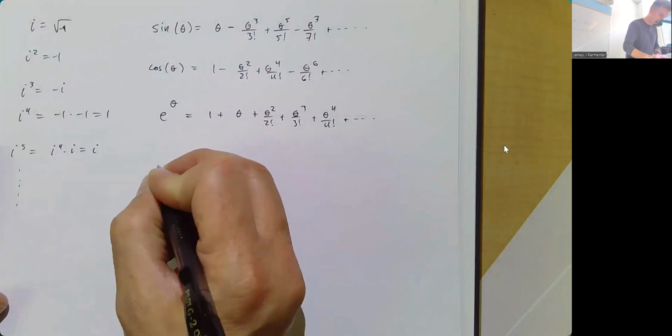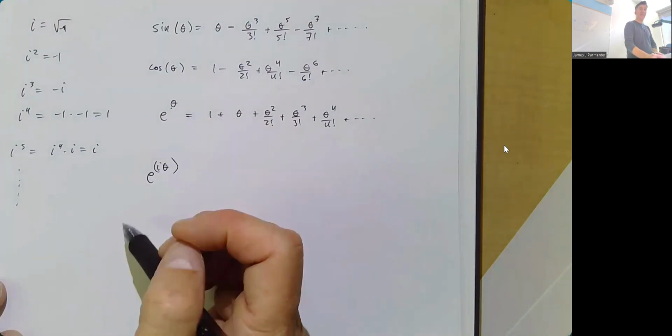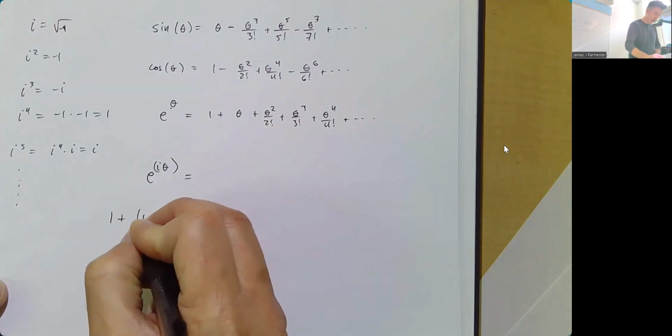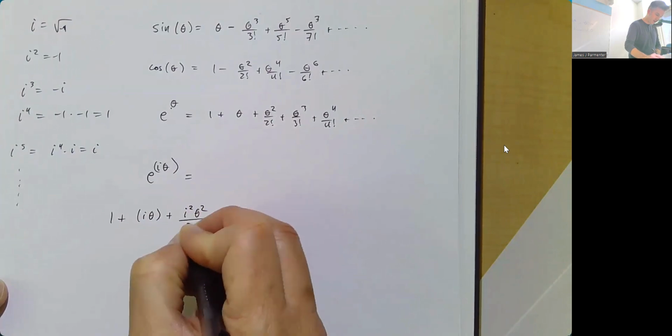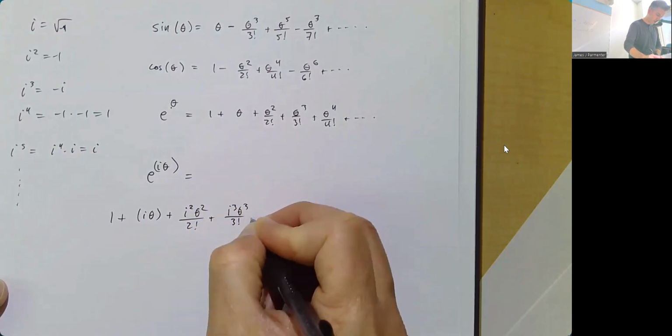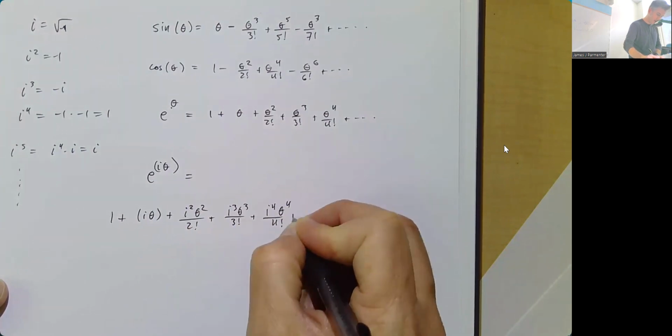So e to the i theta. I'm just going to replace every theta with an i times theta, and look what I'm going to get. I'm going to get 1 plus i times theta plus i squared times theta squared over 2 factorial plus i cubed times theta cubed over 3 factorial plus i to the 4th times theta to the 4th over 4 factorial. We'll write one more term.